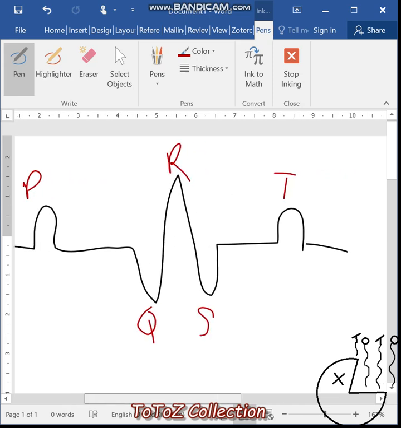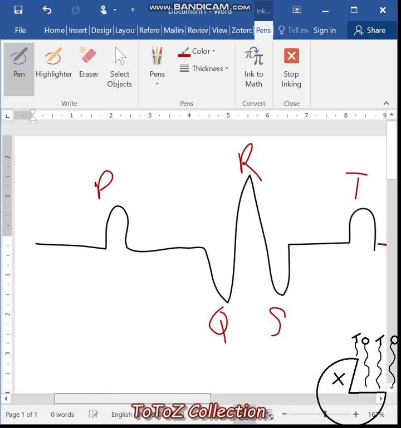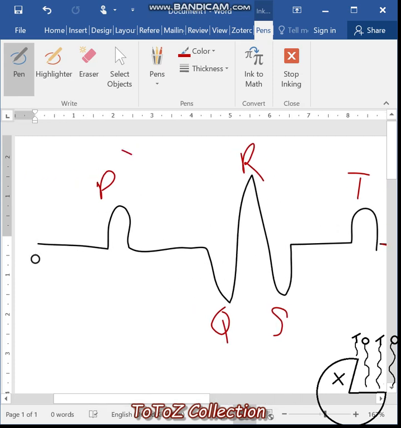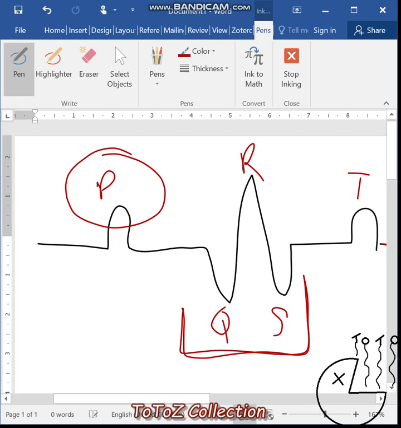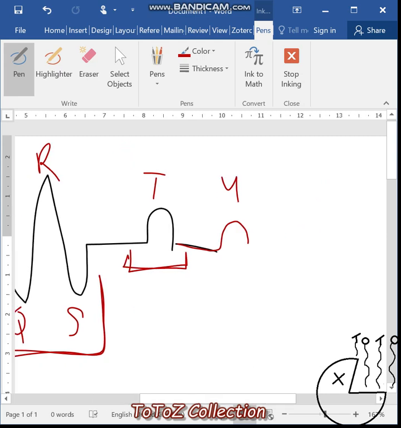Now in rare cases you're going to find another extra wave after the T wave, which is the U wave. So what do each of these waves mean? So you're familiar with the P, that's atrial contraction. The entire QRS complex, that's ventricular contraction, while you have atrial relaxation, and then the T is for ventricular relaxation. Now the U indicates repolarization of the Purkinje fibers.